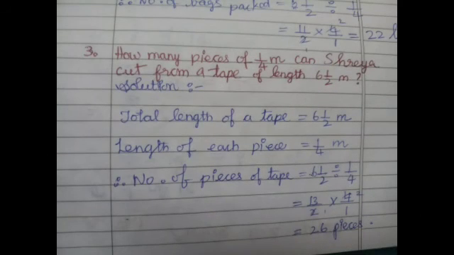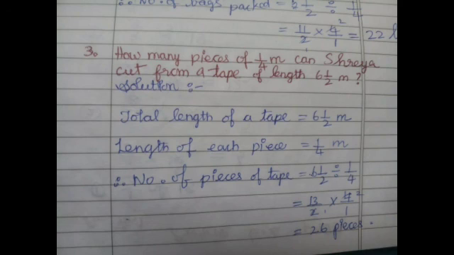Next, third sum, the last final question in this exercise: how many pieces of 1 by 4 meter can Shreya cut from the tape of length 6 1 by 2 meter? Total length of the tape is 6 1 by 2 meter. Length of each piece is 1 by 4 meter. Therefore, number of pieces of tape is equal to 6 1 by 2 divided by 1 by 4.